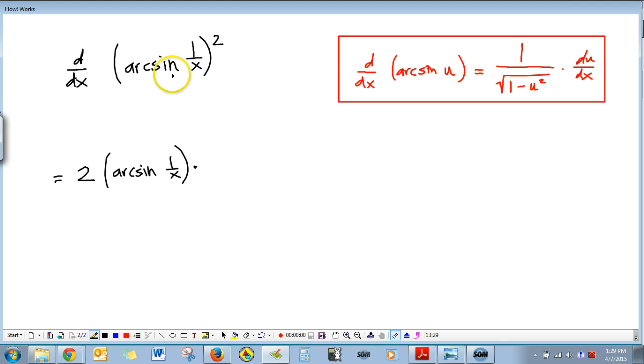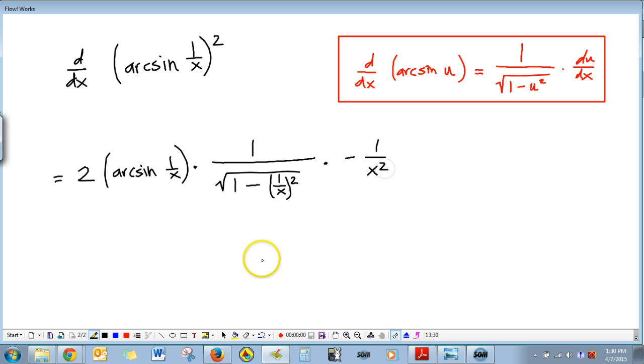So now we need to do the derivative of arcsine of 1 over x. And that's when we're using this. So times 1 over the square root of 1 minus, now the function we're doing is 1 over x, so 1 over x squared, that's this part, times the derivative of the inside of the arcsine function. The derivative of 1 over x is negative 1 over x squared.